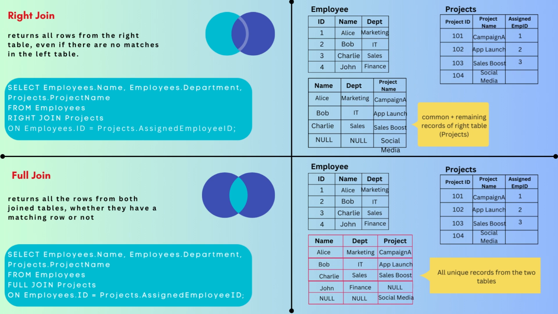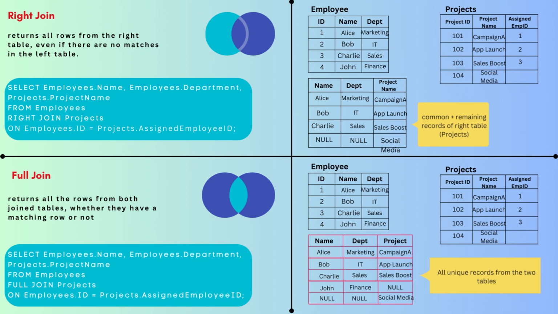Campaign A, app launch, sales boost, social media campaign. Notice that social media campaign has not been assigned to any employee, or you can say there is no matching value of the employee ID for this particular record. Therefore, the name and department columns for the last record show the null value.